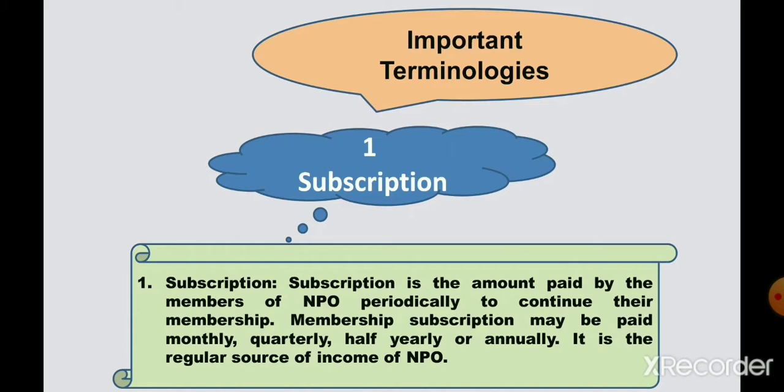Subscription is the amount paid by the members of an NPO periodically to continue their membership. Membership subscription may be paid monthly, quarterly, half yearly, or annually. It is the regular source of income of an NPO.